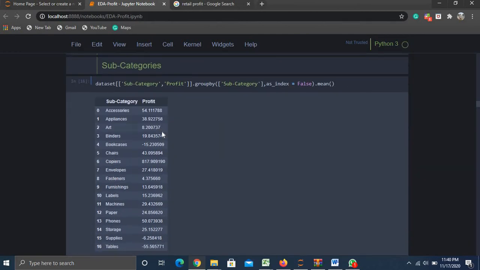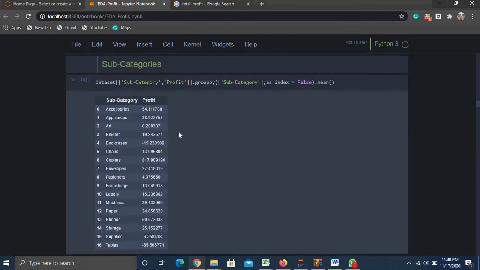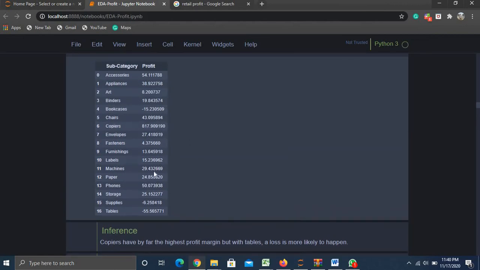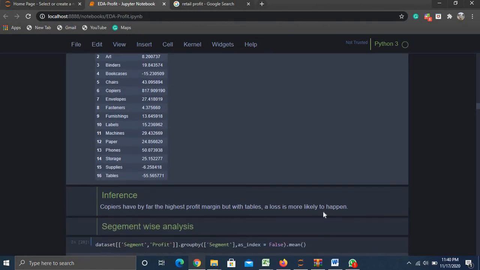So yeah, continue with this. Now for every subcategory, copiers have by far the highest profit margin. So let's just see where copiers are. It's having around 817, whereas most of the others are around double digits. And the loss is in tables, where you're losing around $55 for every table you sell.